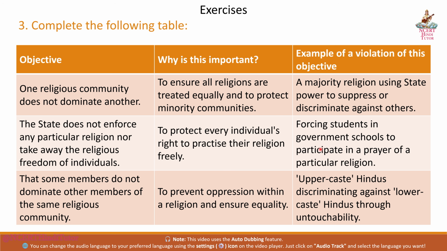Example of a violation of this objective: forcing students in government schools to participate in a prayer of a particular religion. Next objective: that some members do not dominate other members of the same religious community. Why is this important? To prevent oppression within a religion and ensure equality. Example of a violation of this objective: upper caste Hindus discriminating against lower caste Hindus through untouchability.